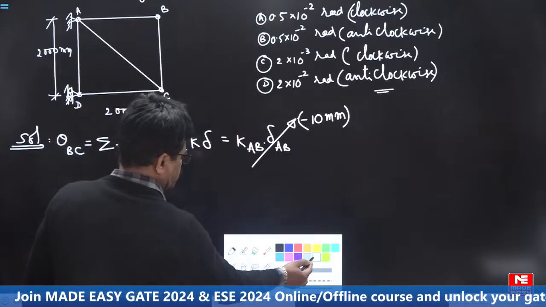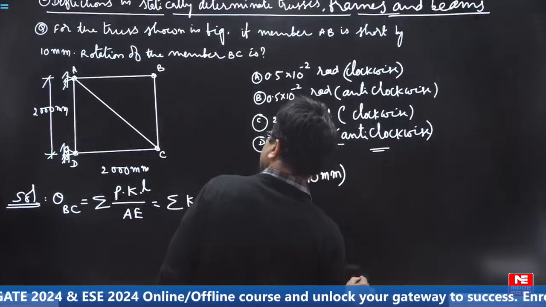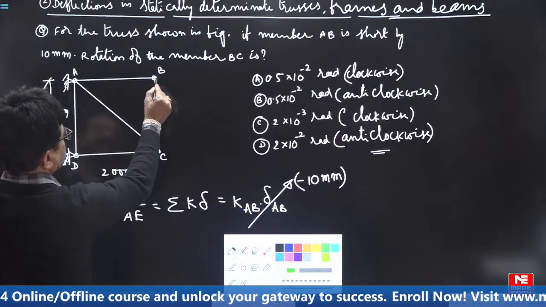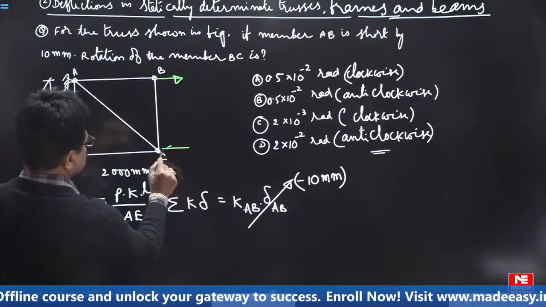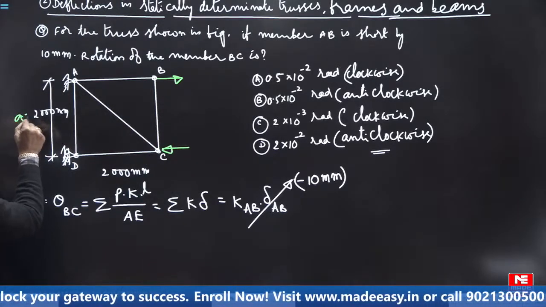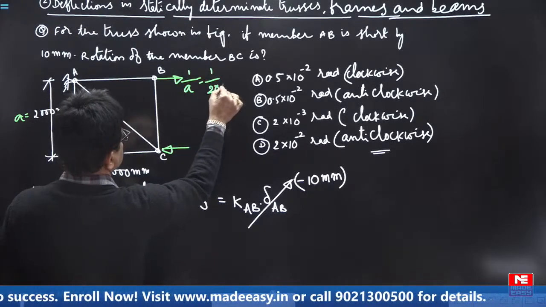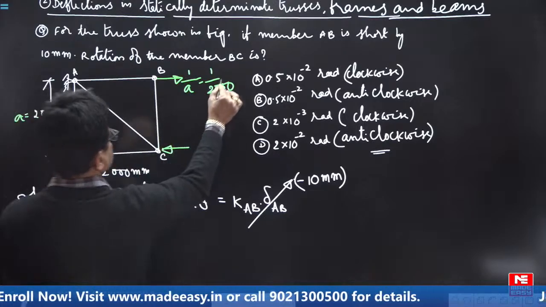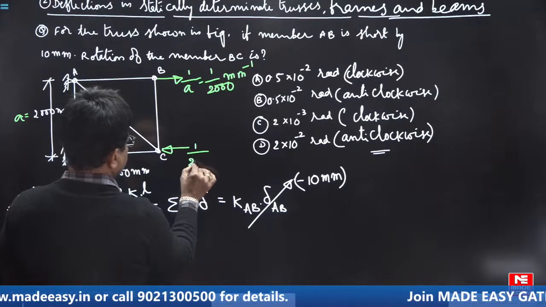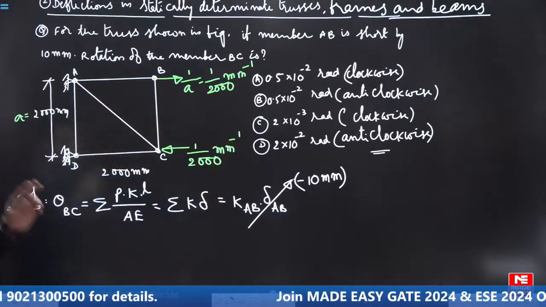Here itself we can show, because we don't have to draw a separate diagram. Apply unit couple here. How much you have to apply? This A value is 2000. 1 by A. That means you will get 1 by 2000 mm power minus 1. Here also 1 by 2000 mm power minus 1.